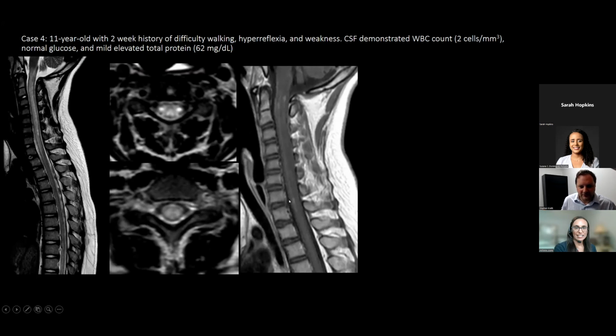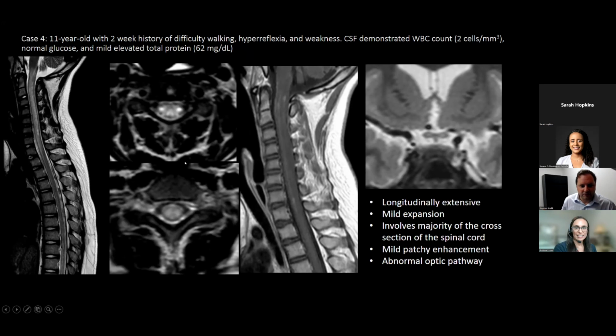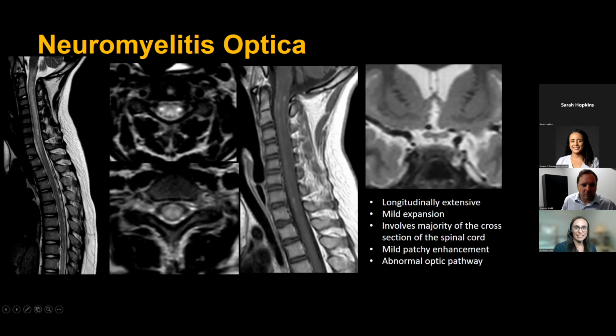Again, patchy enhancement, both anteriorly here, but also posteriorly here. When we went to the brain MRI, very subtle findings showed T2 hyperintense signal in the optic chiasm on both sides. So now we are seeing a longitudinally extensive pattern, mild expansion. The majority of the cross section of the cord is involved. There's some patchy enhancement, but now our optic pathway is abnormal. That's a nice finding for something else called neuromyelitis optica.